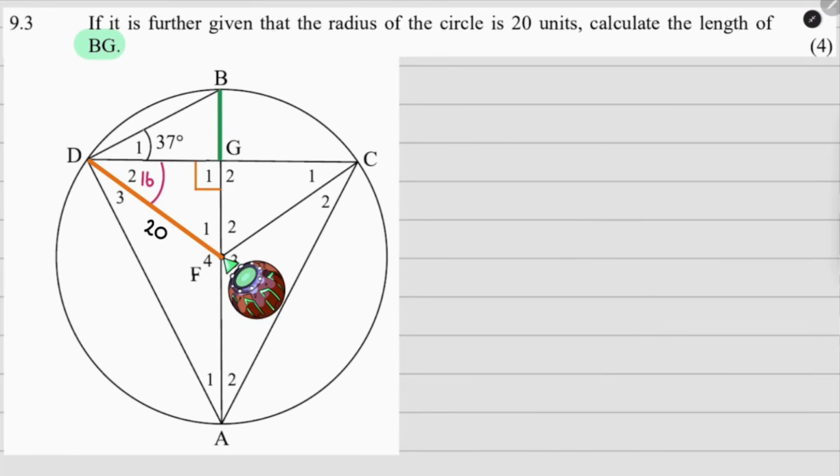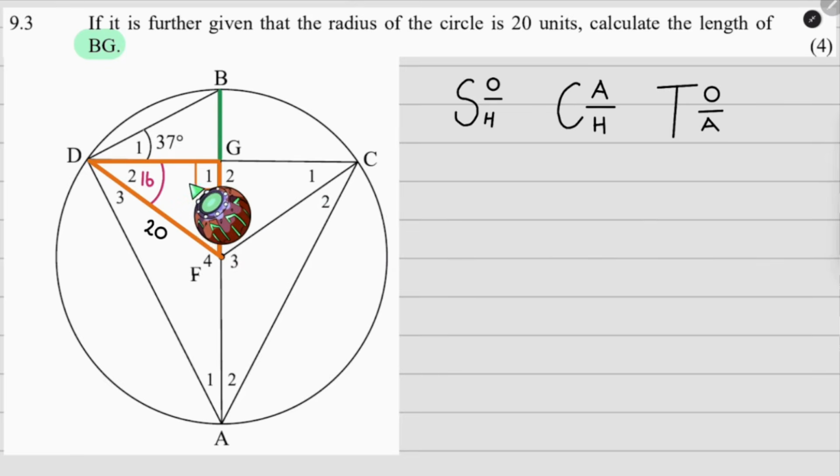And then what I'm going to do is use SOHCAHTOA to work out this side, FG. So we're going to be working in this triangle, DGF. And in that triangle, I have the hypotenuse. You see how the 90 degrees points to it? So I need something with hypotenuse, so I'm going to be using sine or cos.